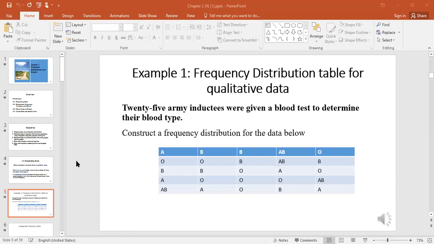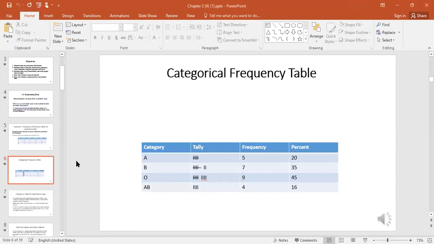So one method is to read each blood type and put a tally, as you can see on this table. And then as we read through all the data values, we put the tallies and count the tallies at the end to determine the number of people that have that blood type. So that is what we call a frequency distribution table for qualitative data.